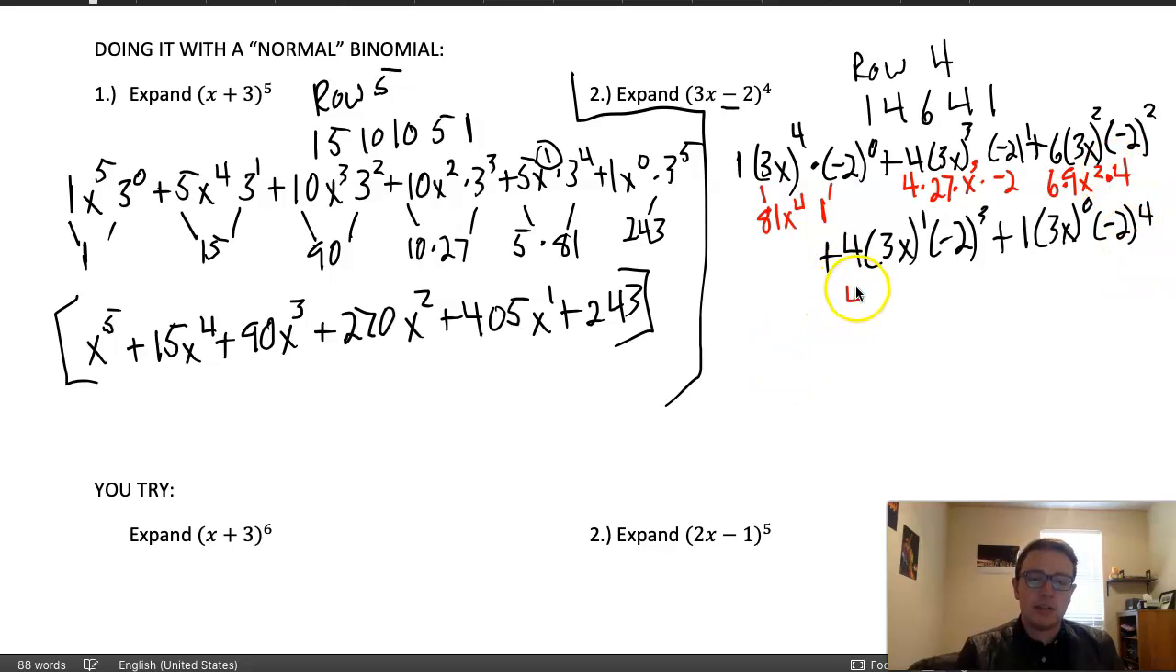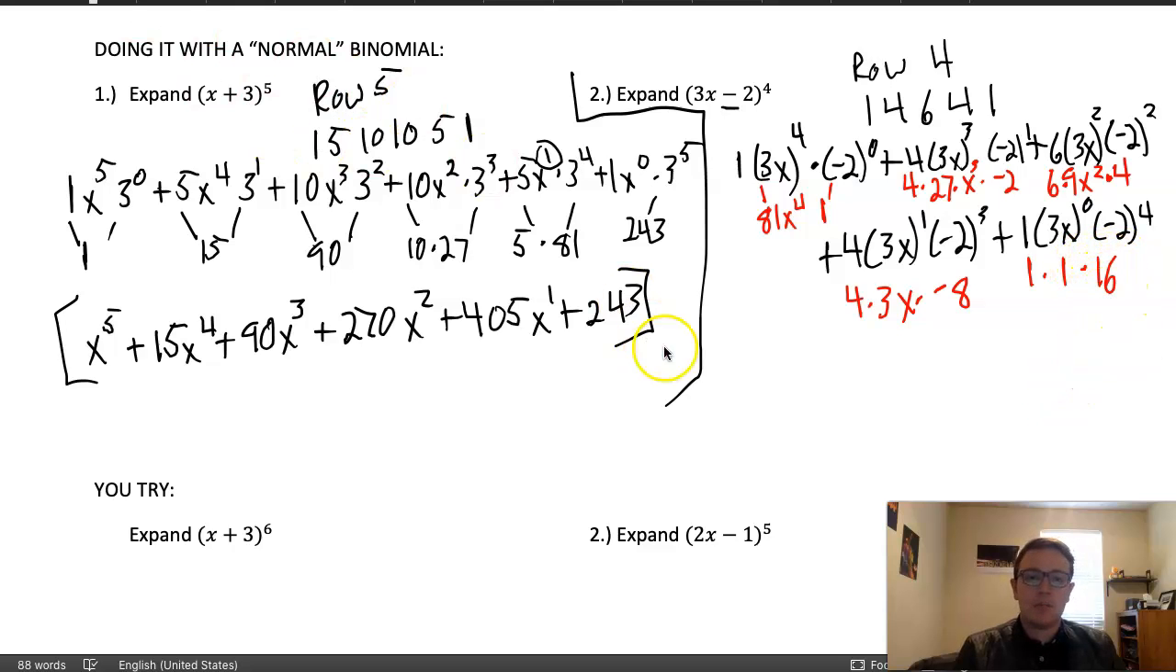Then this next one is going to be 4 times 3x times negative 2 cubed. Remember to put the negative 2 into parentheses before raising it to your power. That'll give us times negative 8. And our last one will be 1 times 3x to the 0 is going to be 1. And negative 2 to the 4th is going to be positive 16.